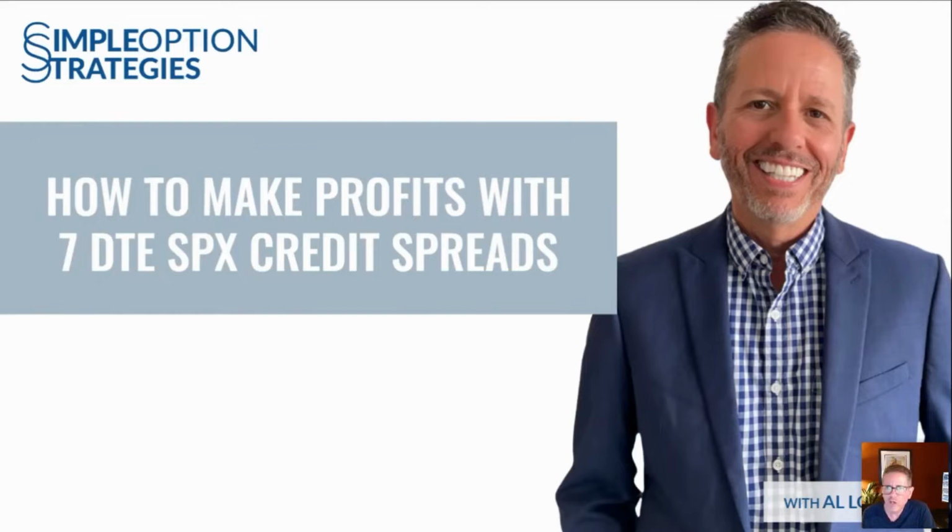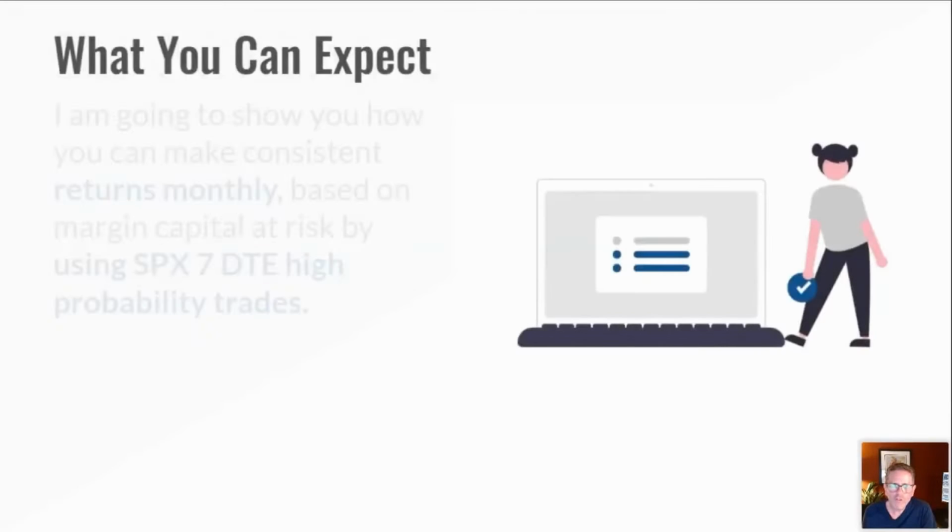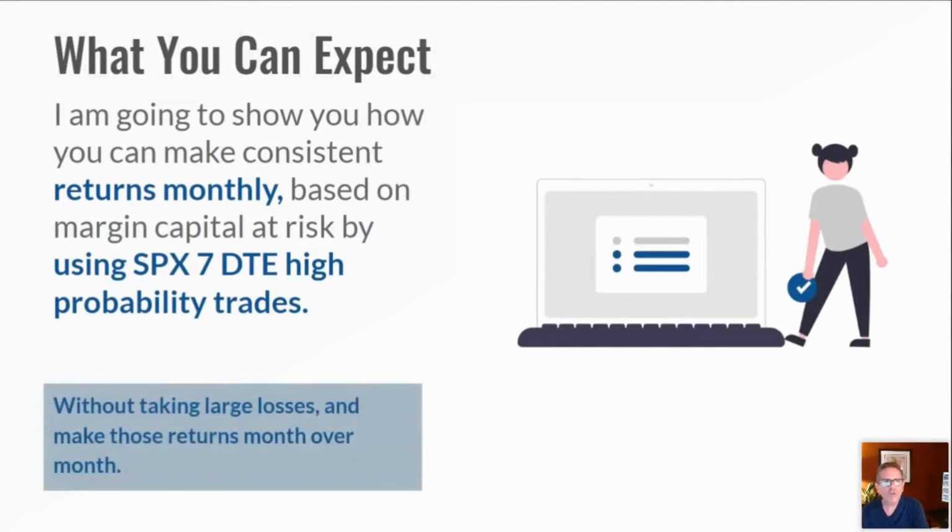All right, so let's get started. First of all, what can you expect? I'm going to show you how to make consistent returns monthly based on margin capital at risk, using SPX 7 DTE high probability trades, without taking large losses, and make those returns month over month. That's really the goal here.